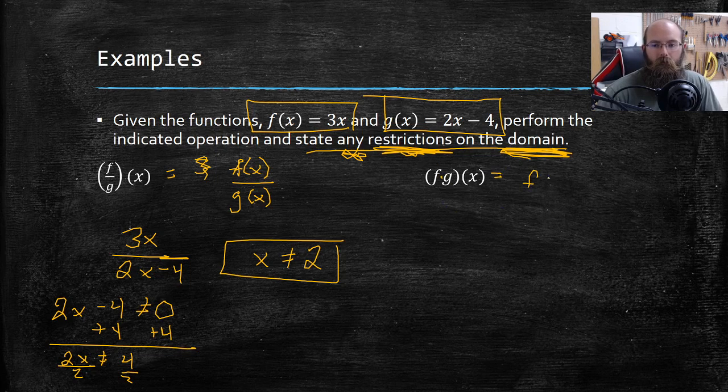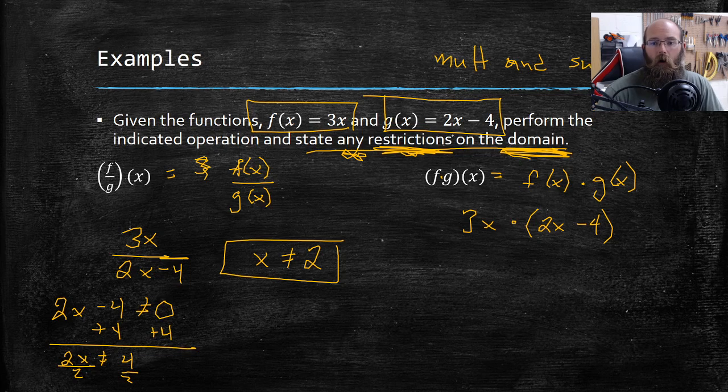So that's f of x times g of x. Substituting in the things I know, f of x is 3x, and g of x is 2x minus 4. So multiplication and subtraction are going to get distributed. So this 3x, I have to distribute it to both of those terms.